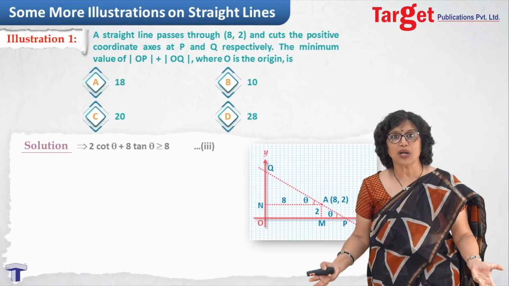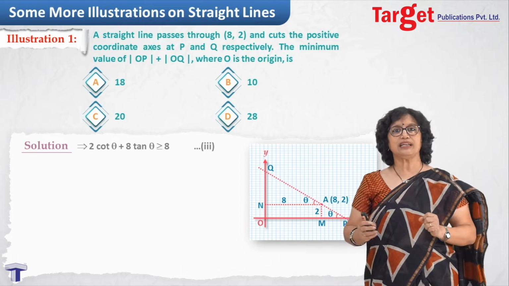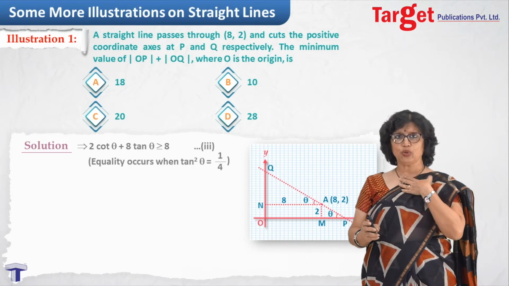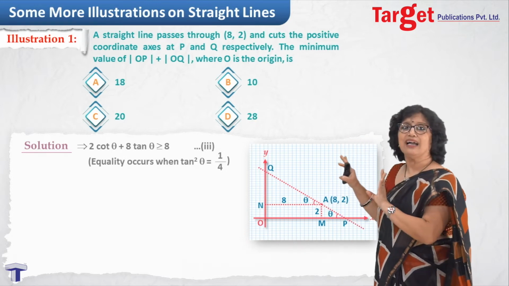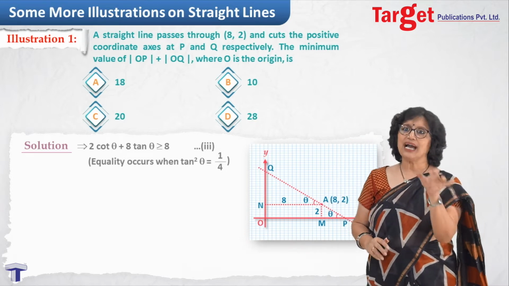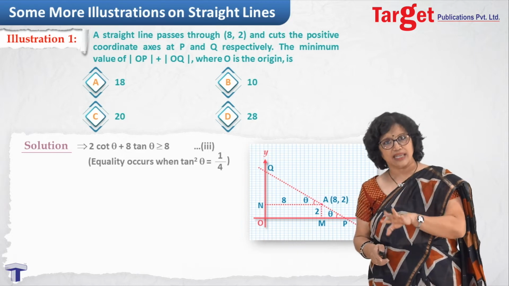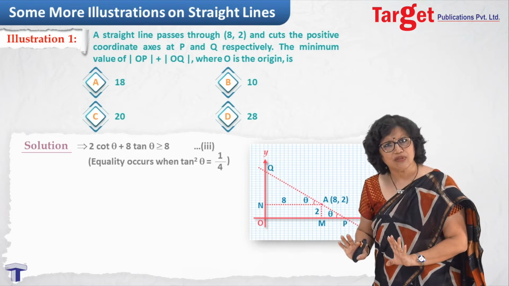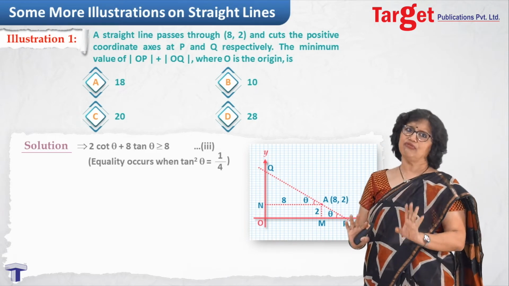If equality does not occur, then how would we say that 8 is minimum? For that, I check and I just write there for my own conscience that equality occurs only when 2 cot theta and 8 tan theta, these two quantities, are equal. And that would lead to tan square theta equal to 1 by 4. Tan square theta equal to 1 by 4 is some equation which is solvable.